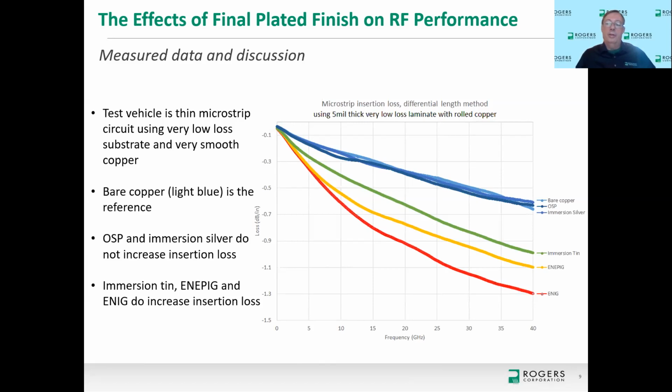And then immersion tin, the green curve, you can see that does add to the insertion loss. What's interesting is the immersion tin is less conductive than nickel and gold. So you would think by conductivity the immersion tin should be the worst, but it's actually not. It's anything with the nickel, ENEPIG or ENIG, they are worse in losses. That's because the nickel does have, of course, not as good conductivity as copper, but also the nickel has losses associated with its ferromagnetic properties.